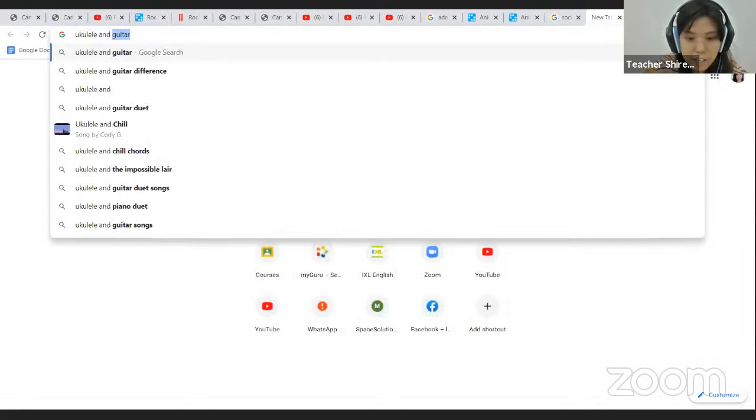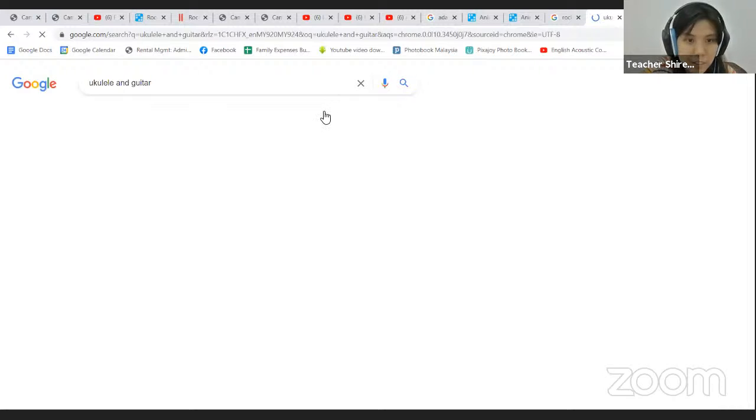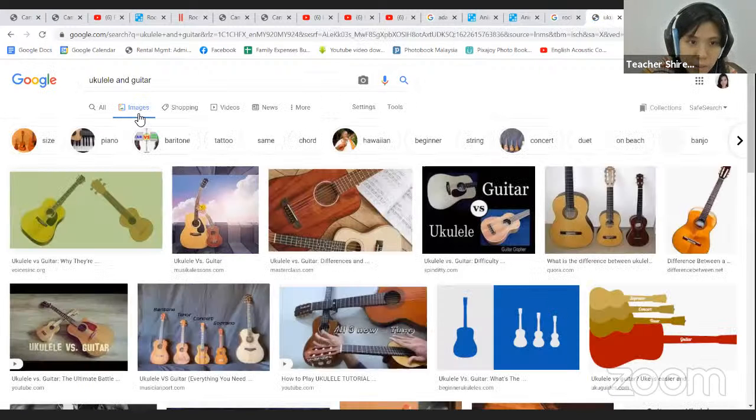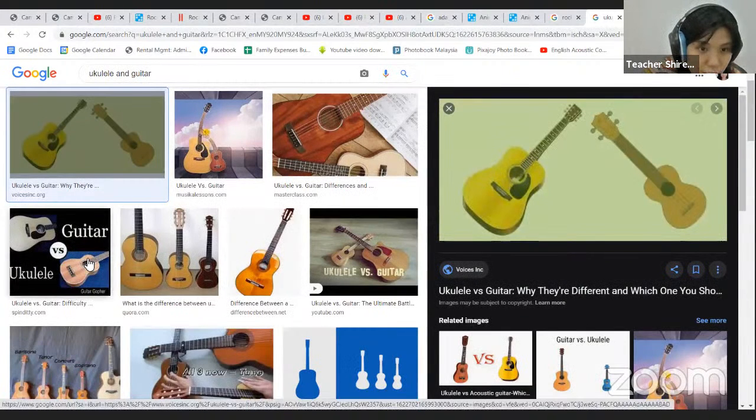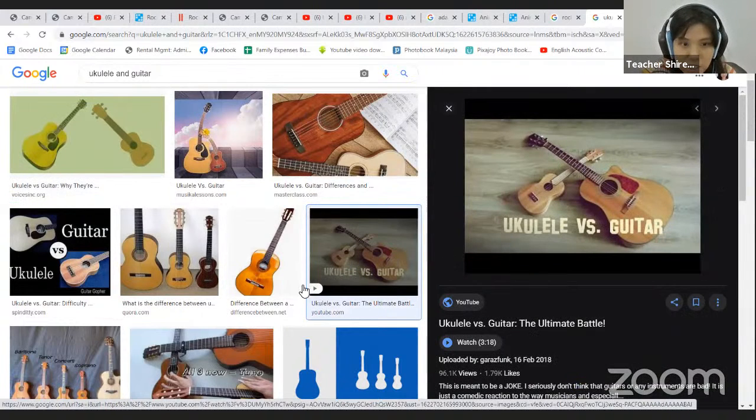Let me share a screen with you. Ukulele and guitar. Okay, so what's the difference of ukulele and guitar? Okay, first of all, it's the size. You can see guitar is bigger over here. Can you see my finger here? Guitar is bigger, while ukulele is smaller.